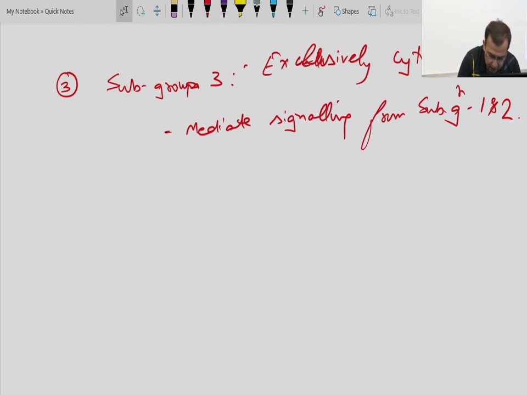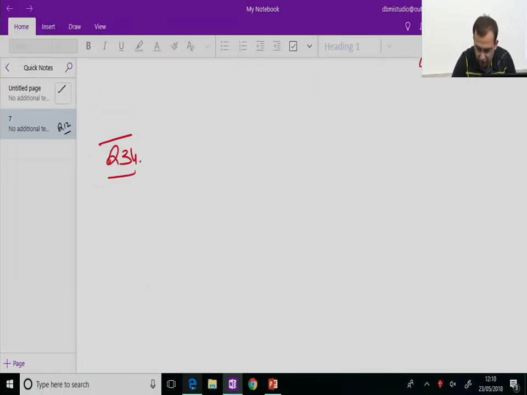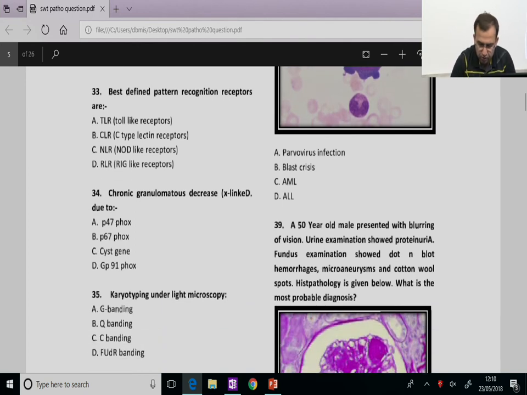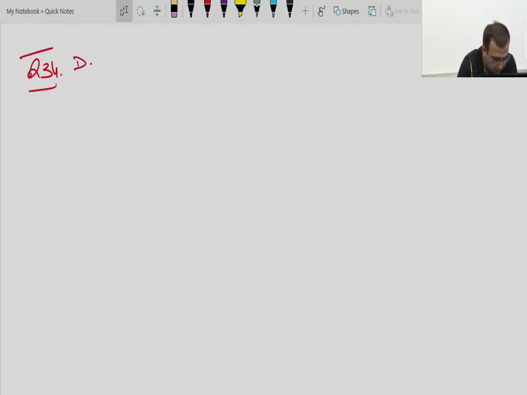Next, question 34. Chronic granulomatous disease is due to a decrease in, and they have even mentioned it as X-linked, so the answer is D, GP91 PHOX. What do we mean by this?